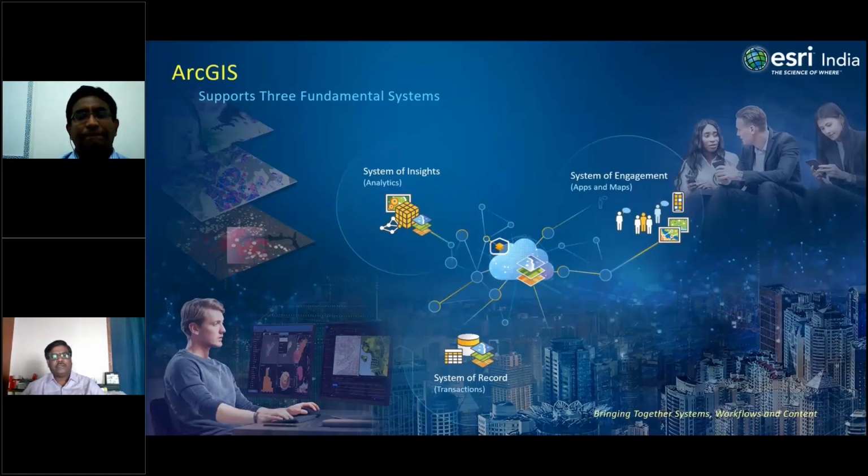So this is where the core of ArcGIS is. We support three fundamental systems. The first and foremost is the system of record, and we proudly say you should have one database and one map for your entire organization. This is where you should share it across your entire organization, and that is where all your transactional data and the curated data gets stored on the system of record.